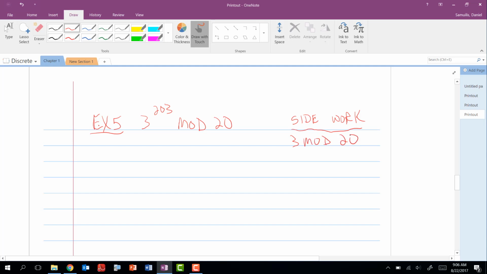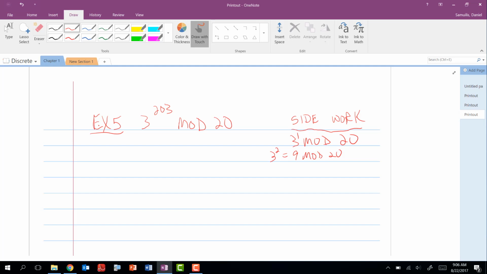What am I searching for, by the way? What do I want these to reduce to? What do I want in front of mod 20? 1. What's 3 to the second? I got it. It's 9. Wow, we're in trouble. Mod 20. What's 9 mod 20? Just go ahead and say it. 20 goes into 9 how many times? 0. What's the remainder? 9.